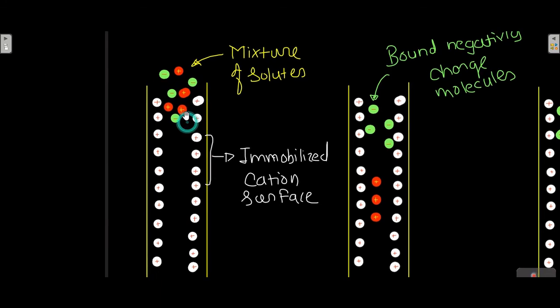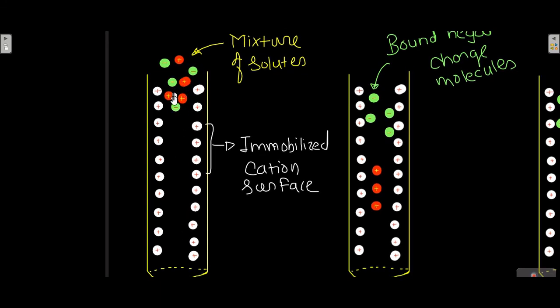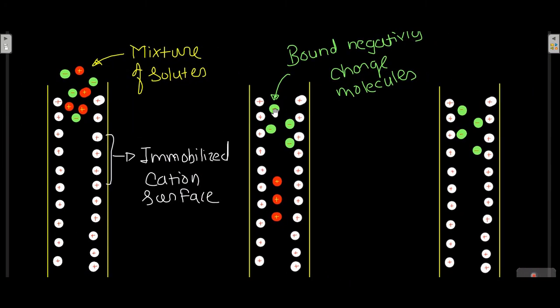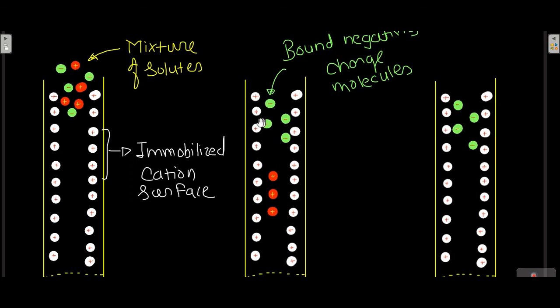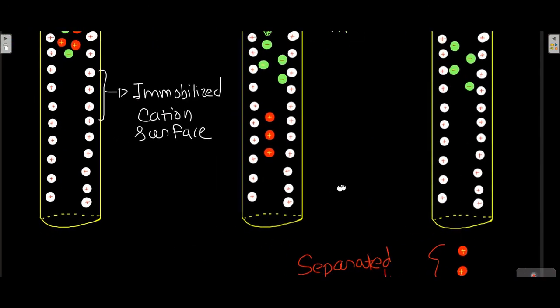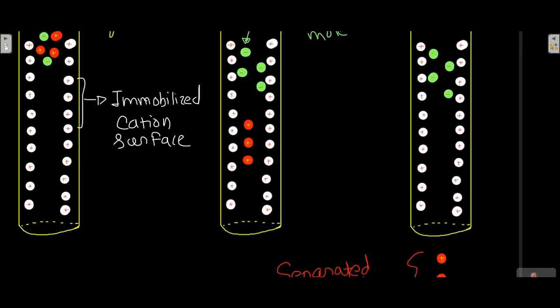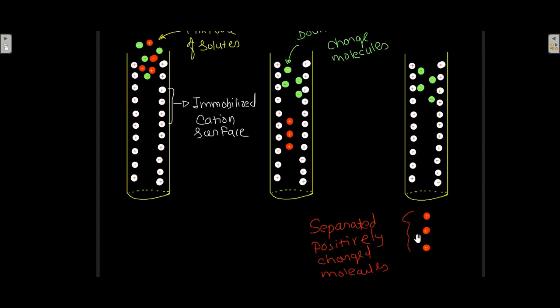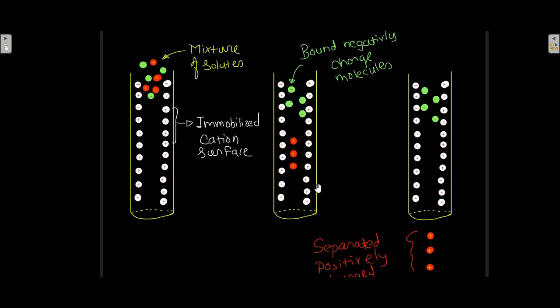Now this mixture of solutes will pass through the column. In this mixture of solutes, some solutes are positively charged, and the other solutes are negatively charged. What will happen is that the negatively charged solutes will bind to the positive surfaces of the stationary phase, and the positively charged solutes will pass on, and that is how you separate the positively charged molecules from the negatively charged molecules. Okay, so this is your ion exchange chromatography.